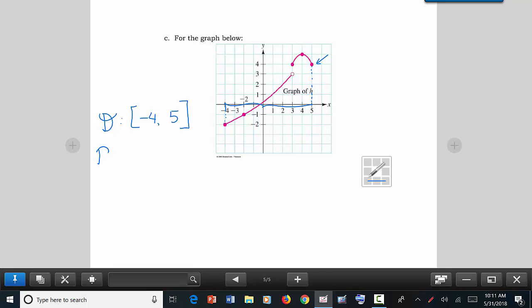Now the range. The minimum height of the graph is -2. It is included. It's going all the way to this point, and that point is 3. But 3 is not included. That's why we put the open parenthesis. And here, there is a gap. There is a gap here.